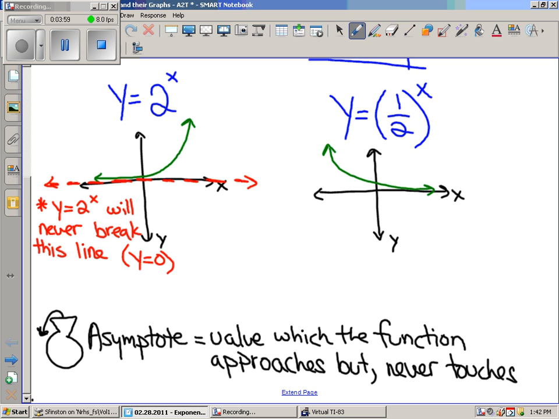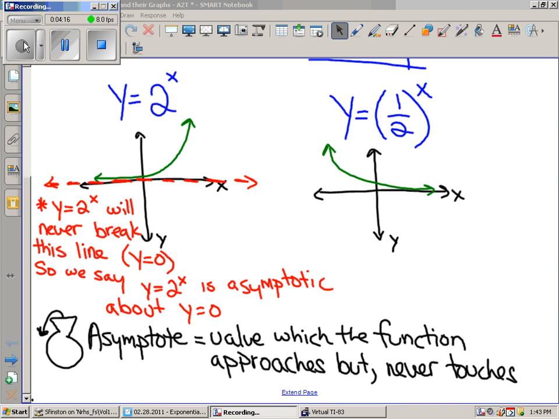So what's the equation of the asymptote for that graph? Nope. It's just y equals 0. And so we say, since y equals 2 to the x is never going to break through that line, y equals 0, we say that y equals 2 to the x is asymptotic about y equals 0. Just means it'll come really close to y equals 0, but it will never actually break through it.